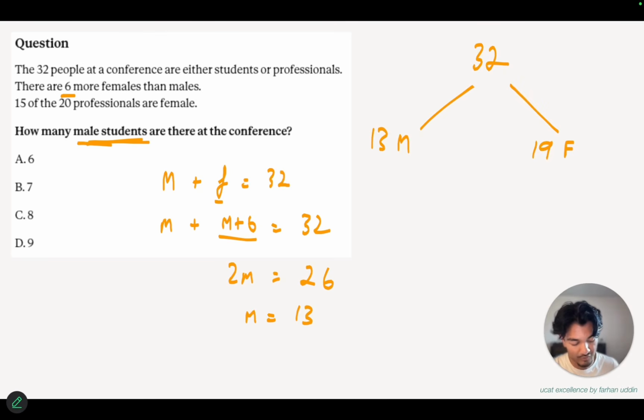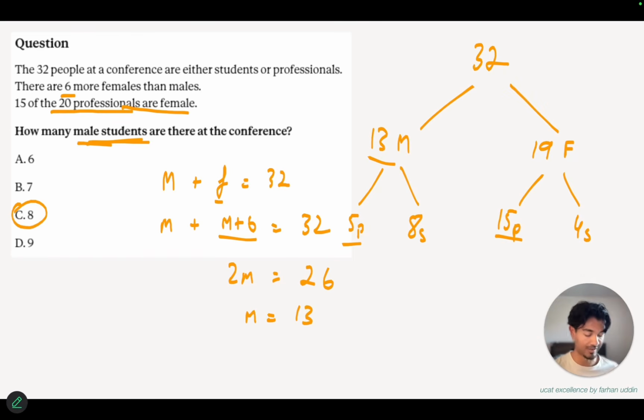Now 15 of the 20 professionals are female. So we know that there's going to be 15 female professionals, so in here, 15 professionals and therefore 4 students. Now remember the question: how many male students are there in the conference? And we can work backwards to figure this out. We know that if 15 out of 20 are female, then the remaining 5 professionals have to be in this category. So we're left with 13 minus 5 equals the number of male students, which is 8. Therefore, our answer is C.